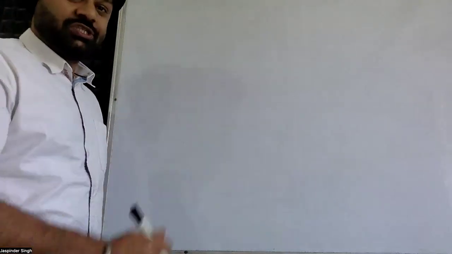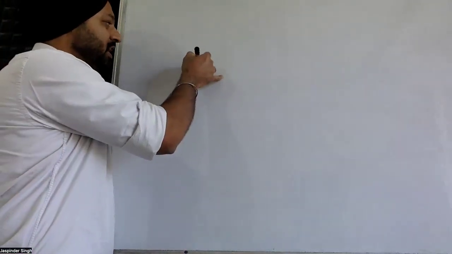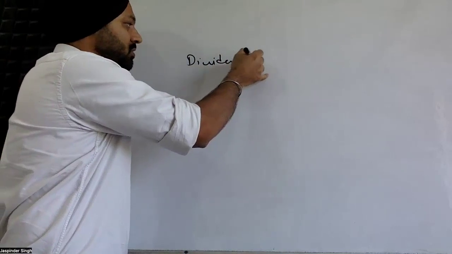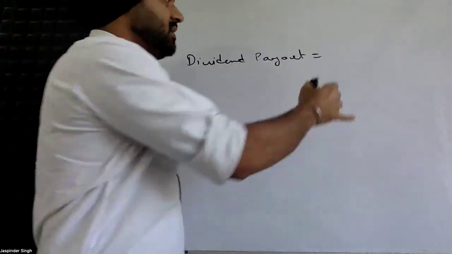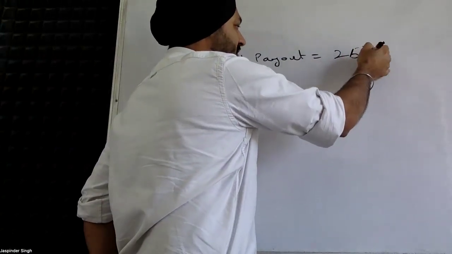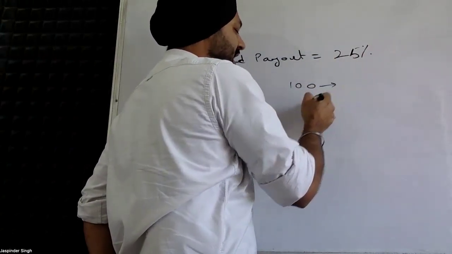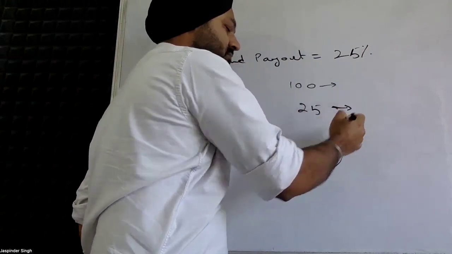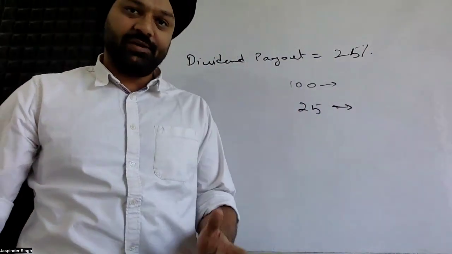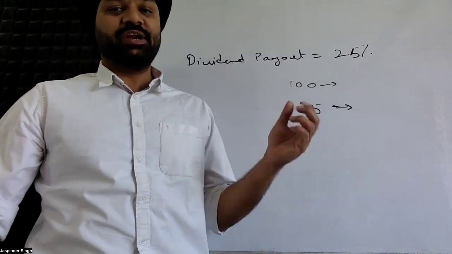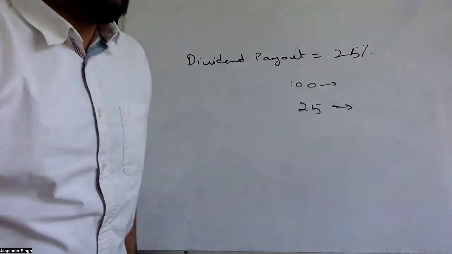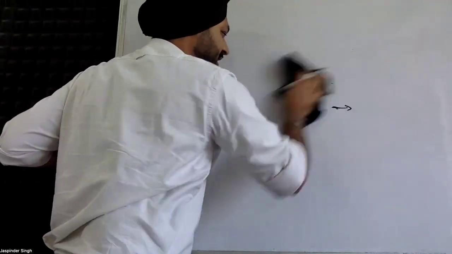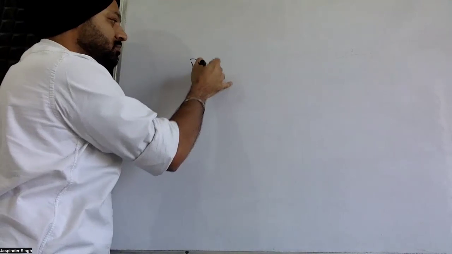Now we will be talking about two more ratios. That is dividend payout. We touched upon it, dividend payout. Let's say dividend payout for a company is 25%. It means for every $100 it makes, it gives $25 as the dividend to the investors every year. That is the dividend payout ratio. Another ratio that we'll be talking about is the DE ratio, debt to equity.